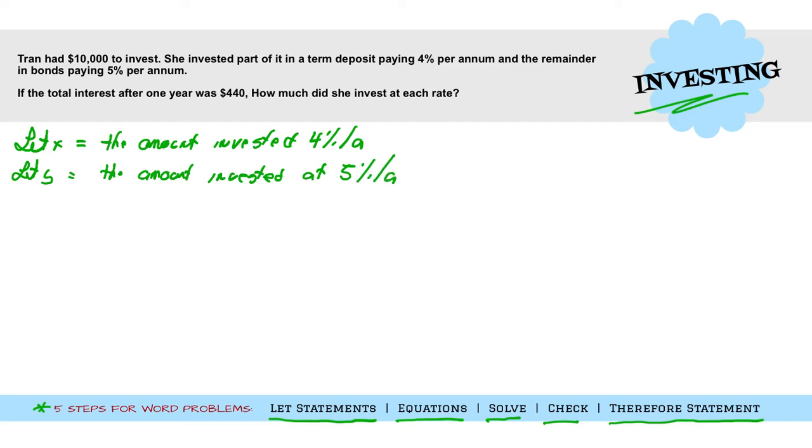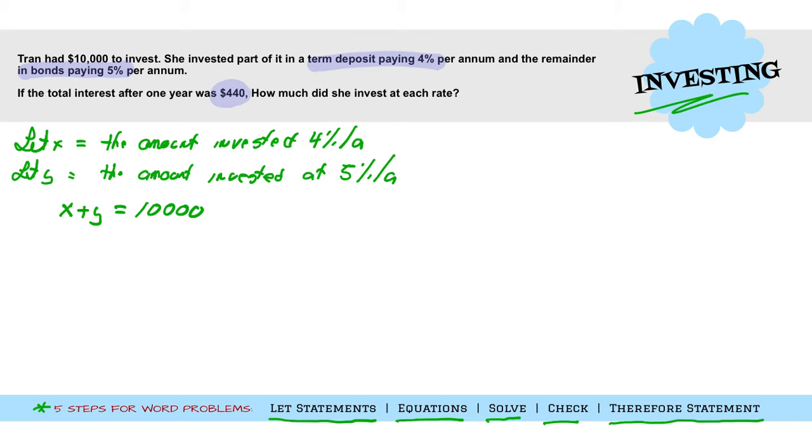My equations are found in my sentences. The first sentence says Tran had $10,000 to invest. And so we can conclude that if you add those 2 amounts together, you will get $10,000. The next piece of information is that she has part of it at 4 and the remainder at 5. And after 1 year, from those investments, she has $440.